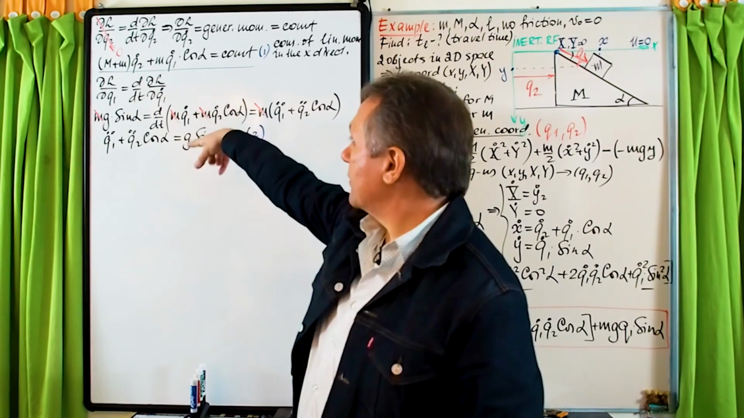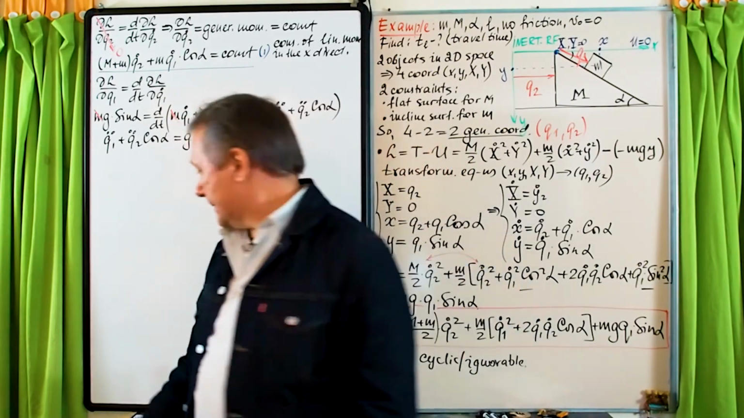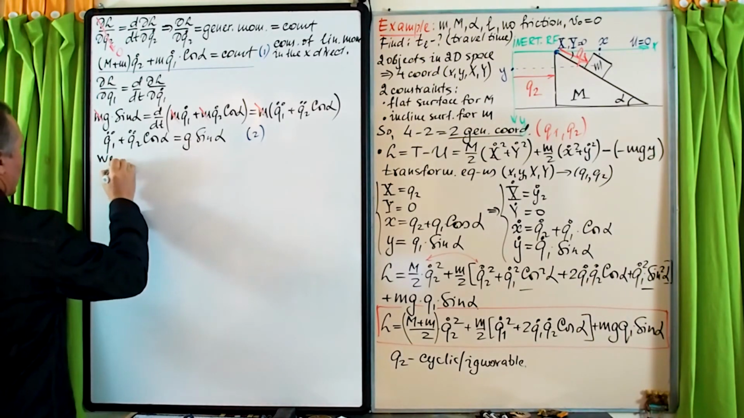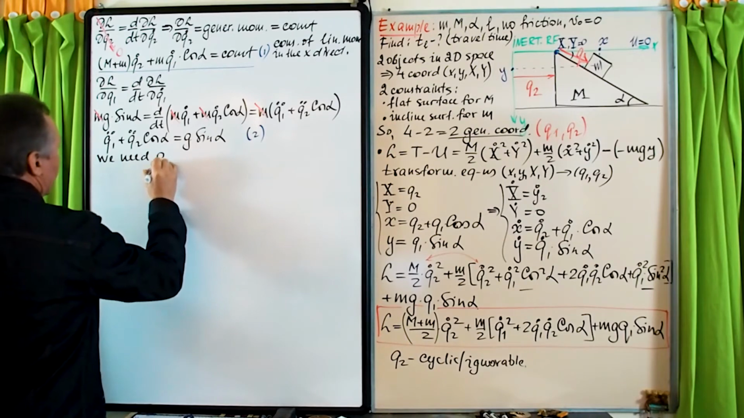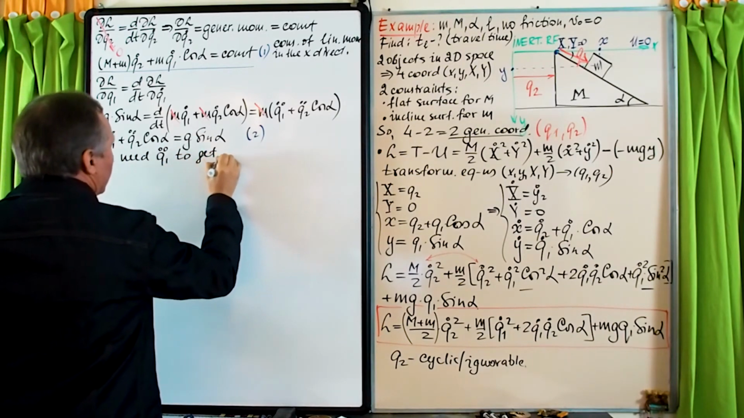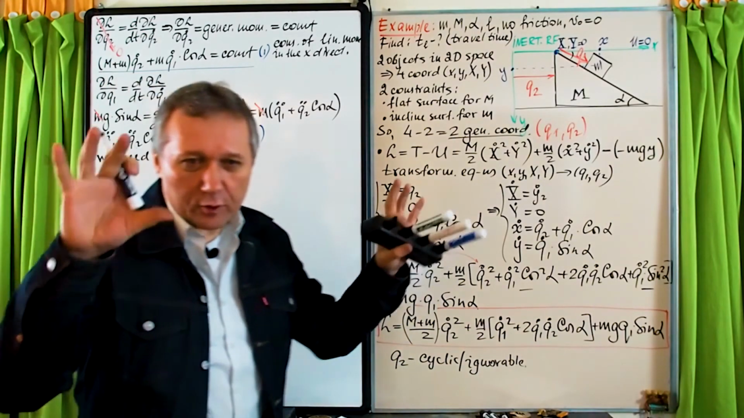So this system of these two equations must be solved for Q1 double dot. So let me write: we need Q1 double dot to get TL. So that's the goal, a sort of local goal.